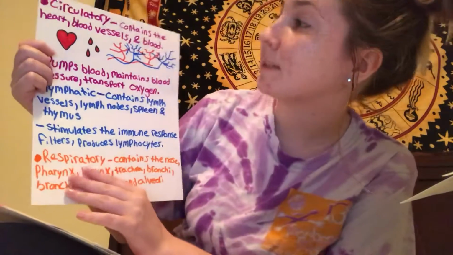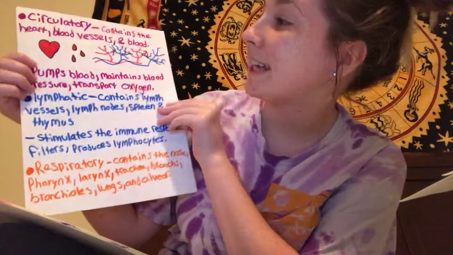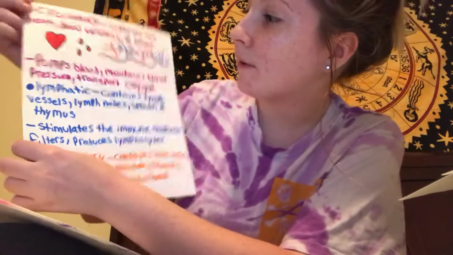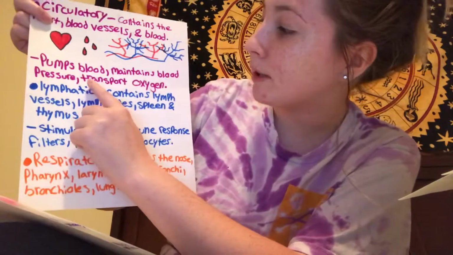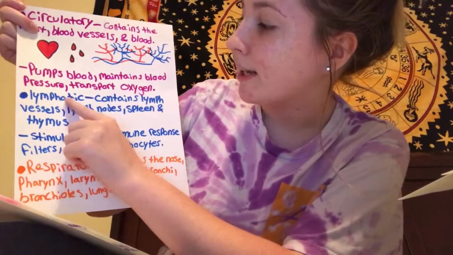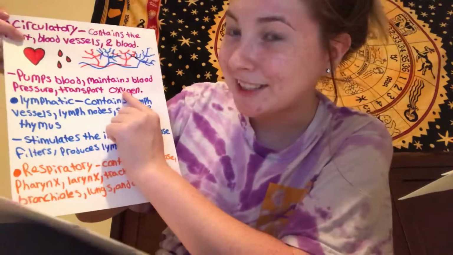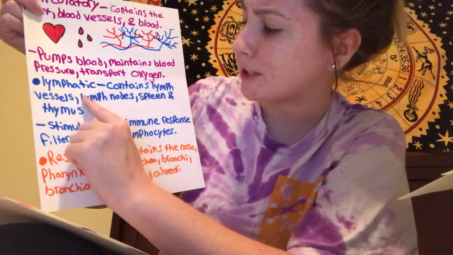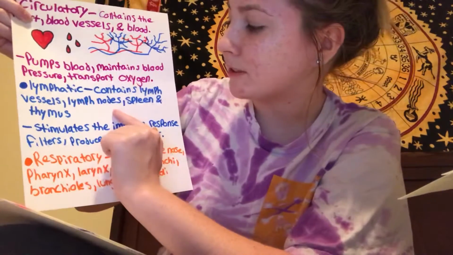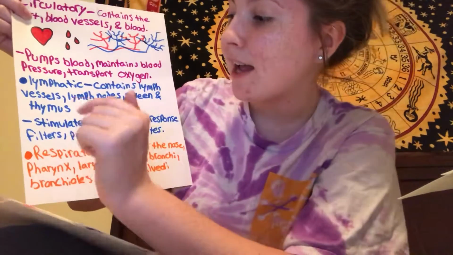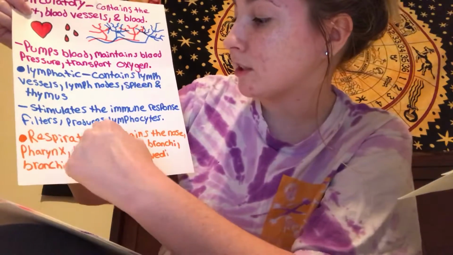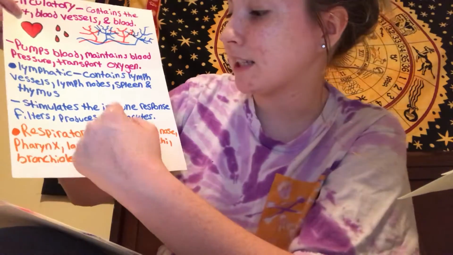Next is the circulatory system, which contains the heart, blood vessels, and blood. Its purpose is to pump blood, maintain blood pressure, and transport oxygen. The next system is the lymphatic system, which contains lymph vessels, lymph nodes, spleen, and thymus. And its purpose is to stimulate the immune response, filter, and produce lymphocytes.